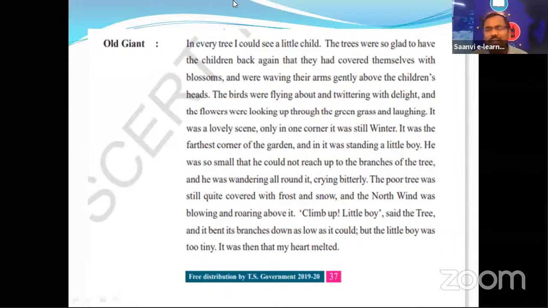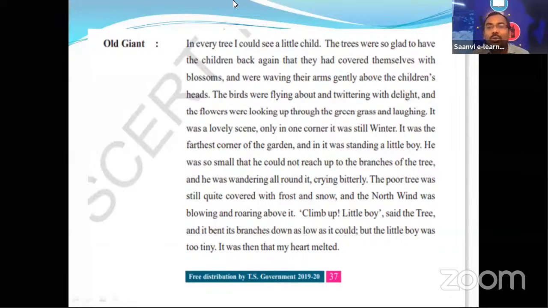Earlier, the giant was very selfish. That's why the spring did not come to the garden. Now the situation has changed. The trees started producing flowers themselves with blossoms and were waving their arms gently above the children's heads with their leaves.